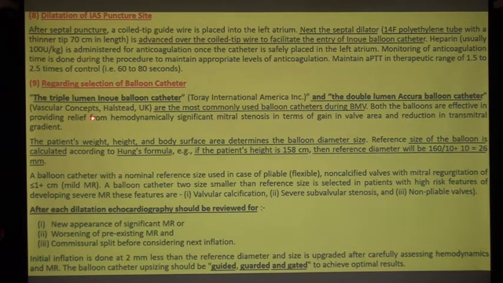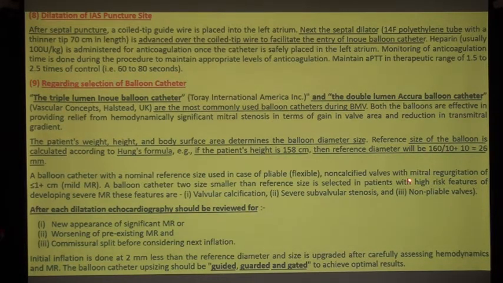The patient's weight, height and body surface area determines the balloon diameter size. Size of the balloon is calculated by Hung's formula. If patient's height is 158 centimeter, then reference diameter will be 160 over 10 plus 10, means 26 millimeter.